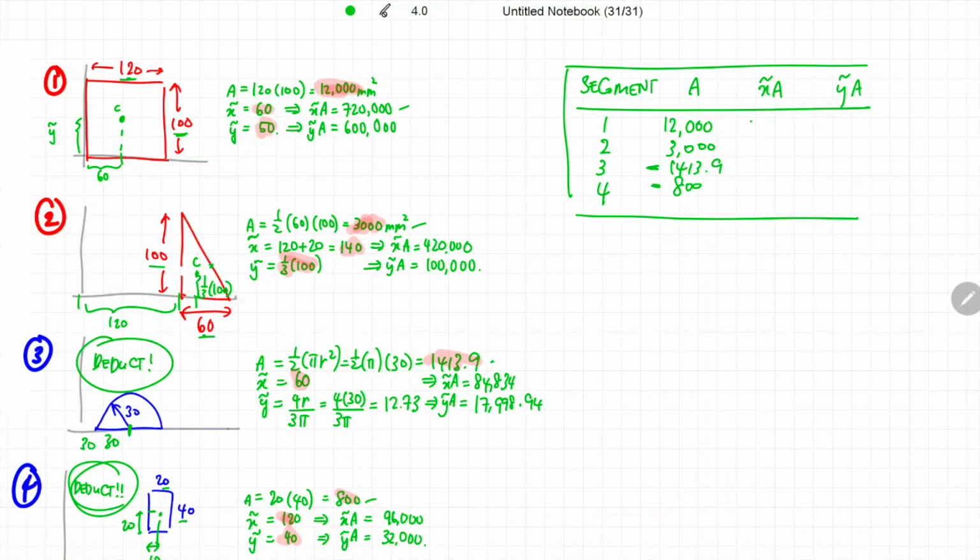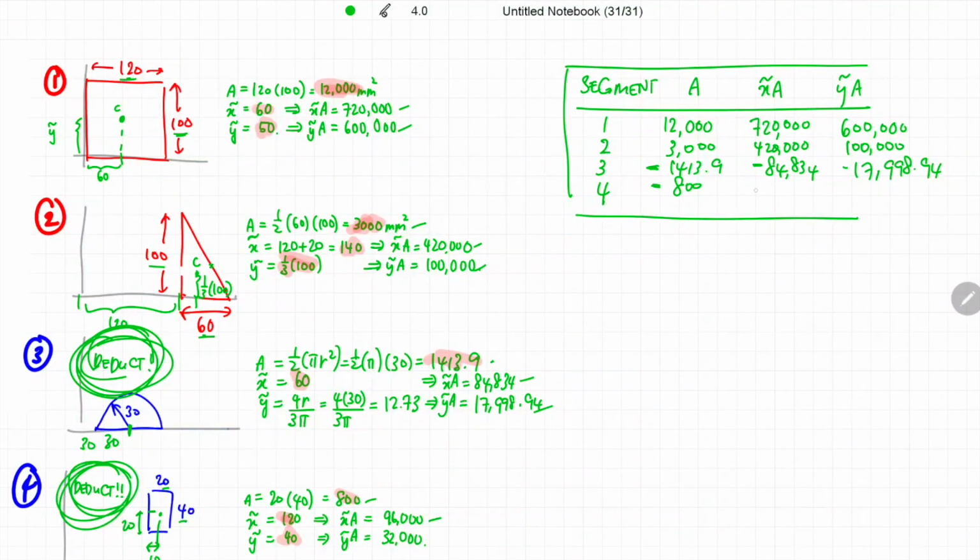As for the third and the fourth column, you can put in the information on the multiplication of area to respective coordinates. So for the first segment, x curve A is 720,000, the y curve A is 600,000. For the second segment, x curve A is 420,000, the y curve A is 100,000. Now remember, for the third segment, you are actually deducting it. So the A value for the third segment is a negative value. So negative multiplied with the x curve of positive, it will become negative 84,834. Don't forget that negative value. And then the y curve A also is multiplied with a negative A value, supposedly. So therefore, instead of 17,000 something, it will become negative 17,998. The same goes with segment 4. As you are deducting that particular area, your area is in a negative notation, so therefore the x curve and A, when multiplied with a negative, will become negative as well.